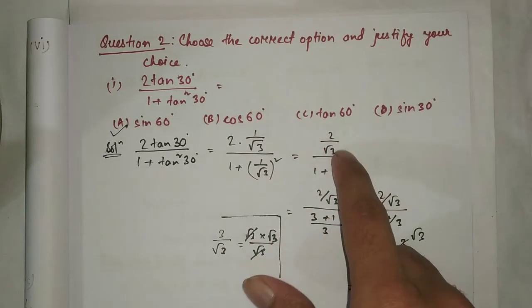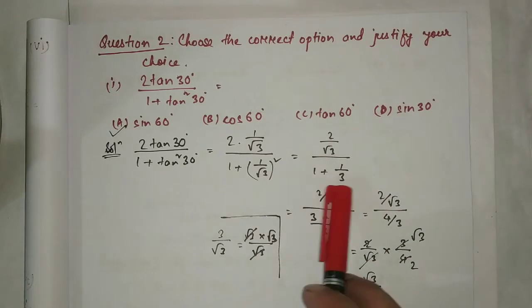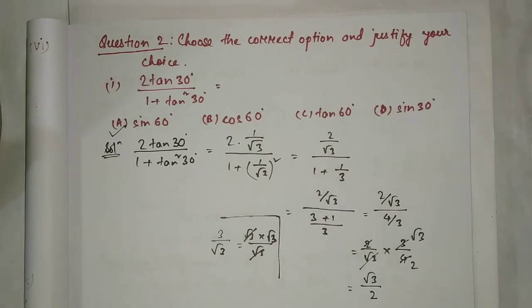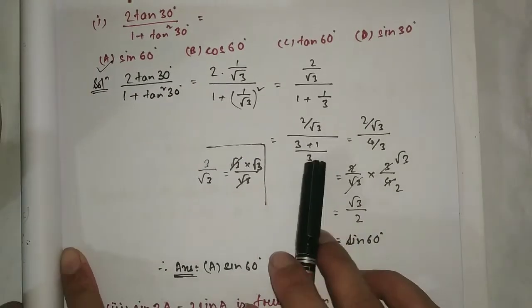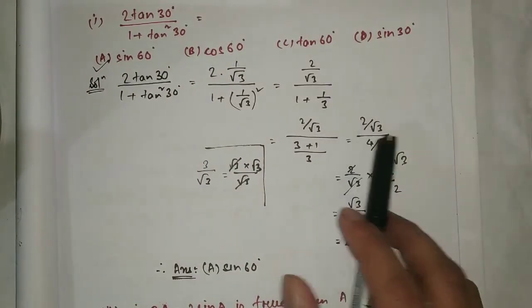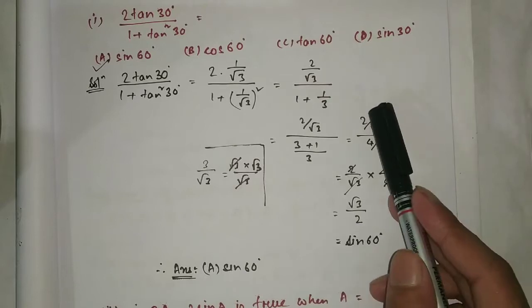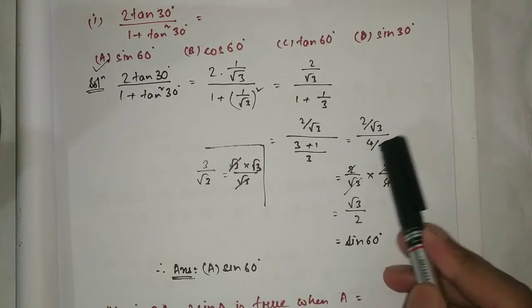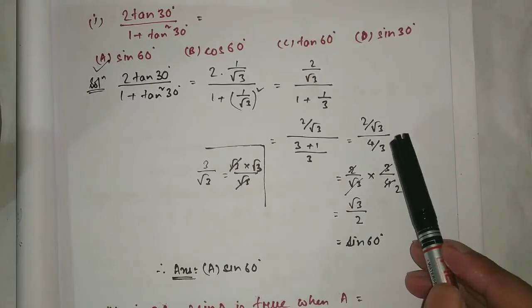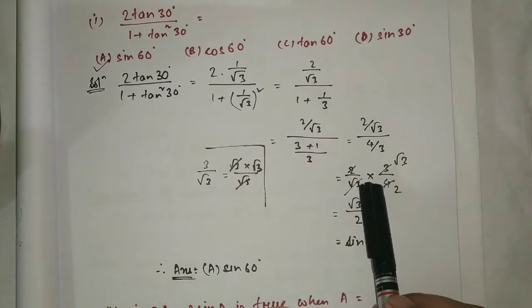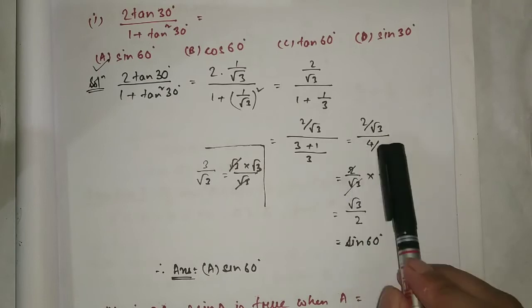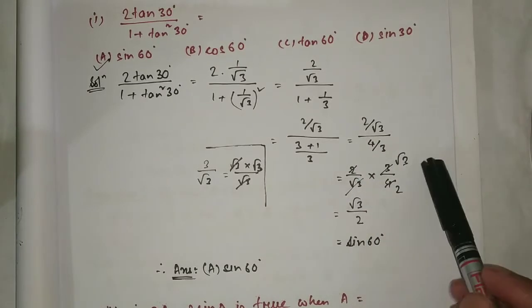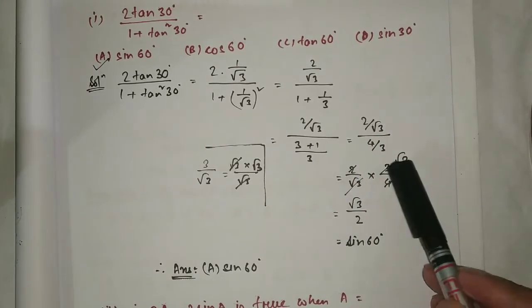So it comes out to be 2 by root 3 and 1 plus 1 by 3. On solving this we get 2 by root 3 divided by (3 plus 1) by 3, and on further simplifying this we get 2 by root 3 divided by 4 by 3. Now there is a divide sign. If we introduce the multiply sign, the denominator gets inverted and becomes 3 by 4.